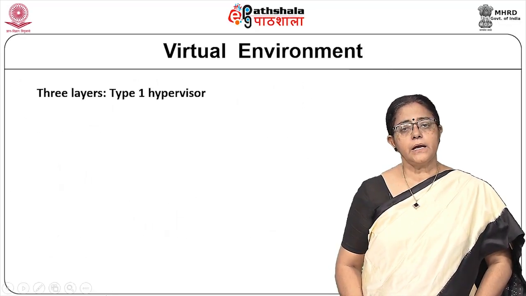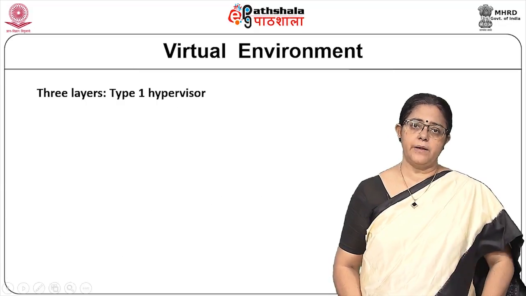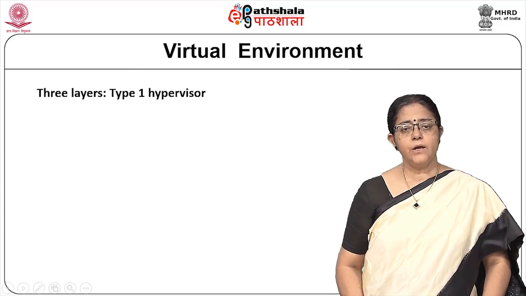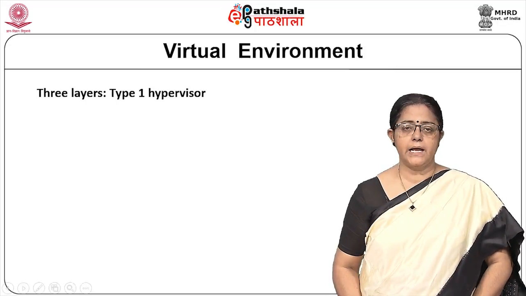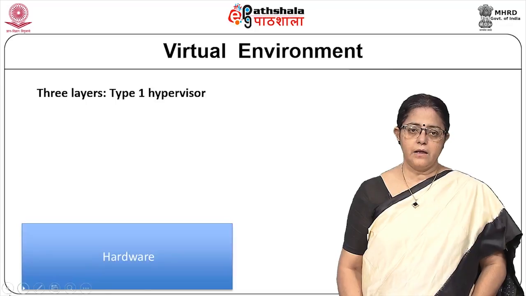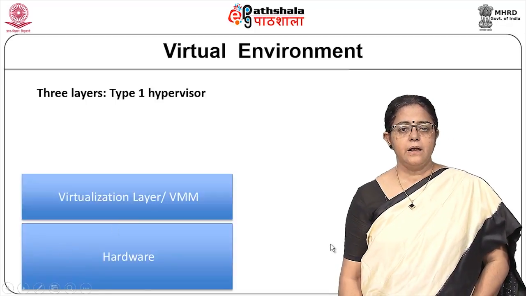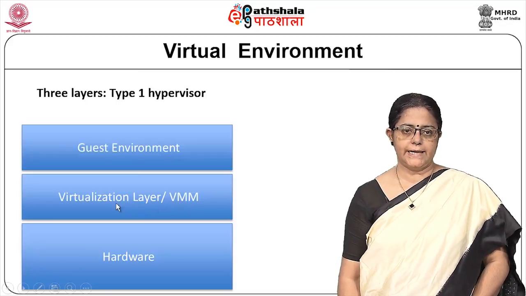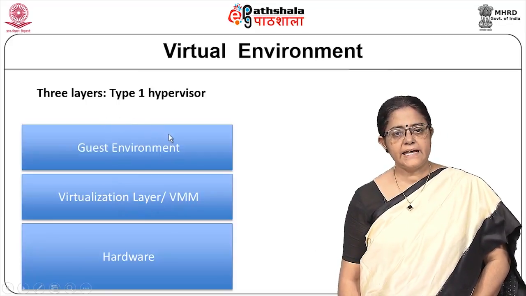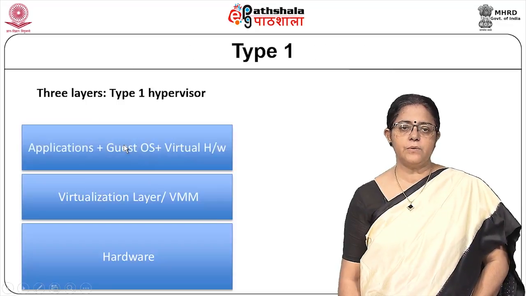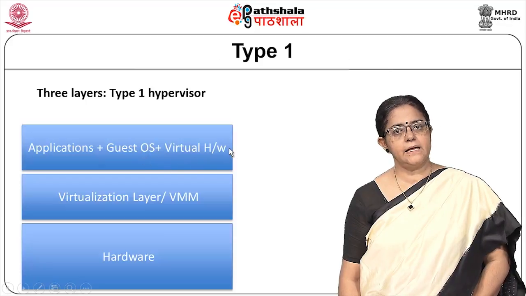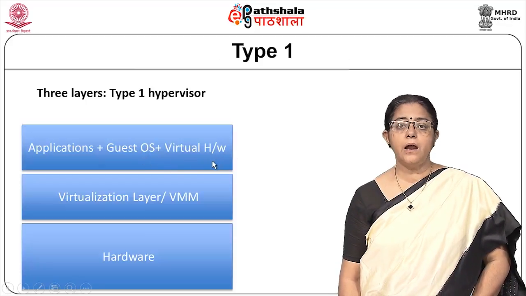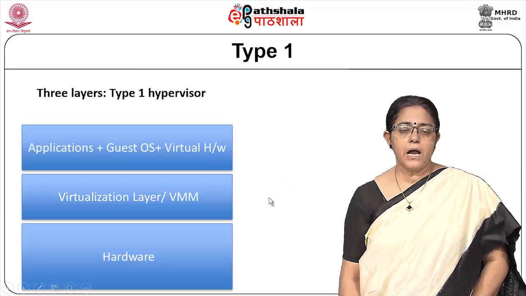Now, there are two types of virtual environments that we can create. One is a 3-layer architecture, which is called a type 1 hypervisor, where we have the hardware as the last layer. On top of that, we have the virtual machine monitor or virtualization layer and the guest environment. This guest environment will have the application, the guest OS, and the virtual hardware. Now, how does this look?